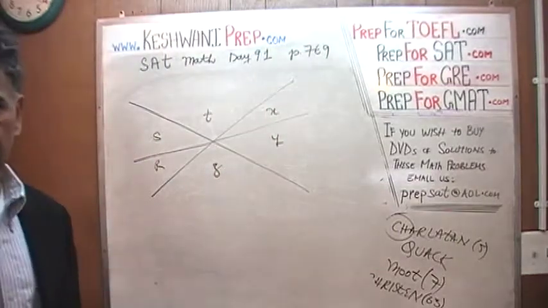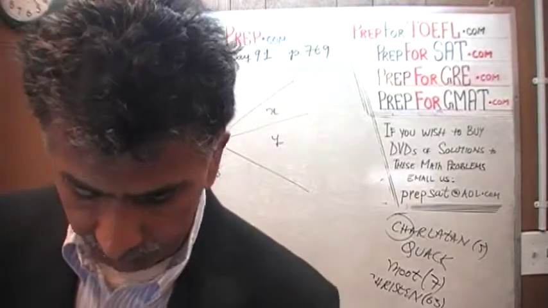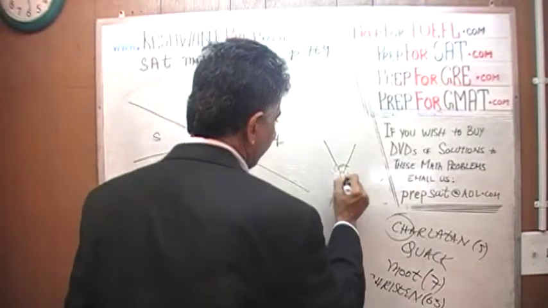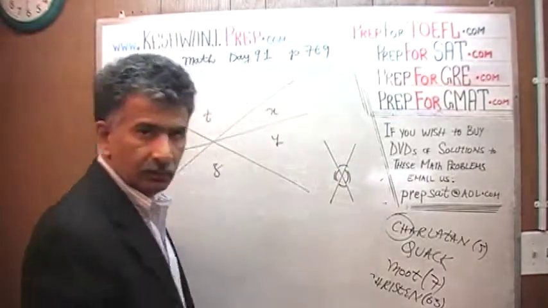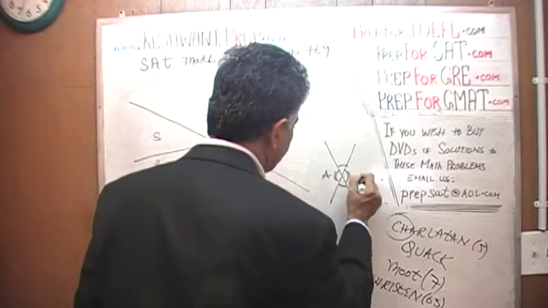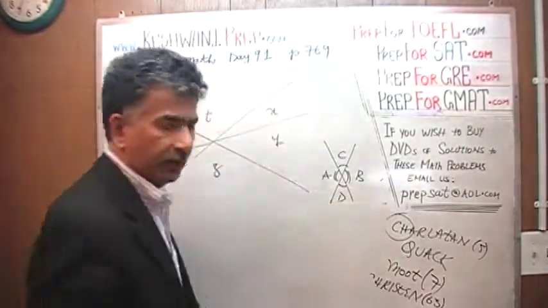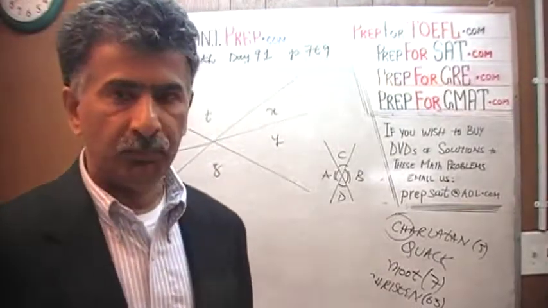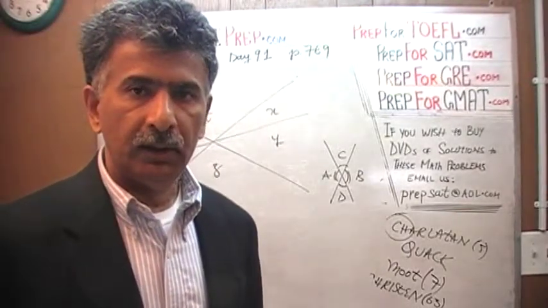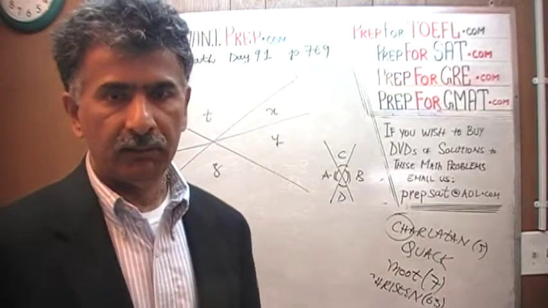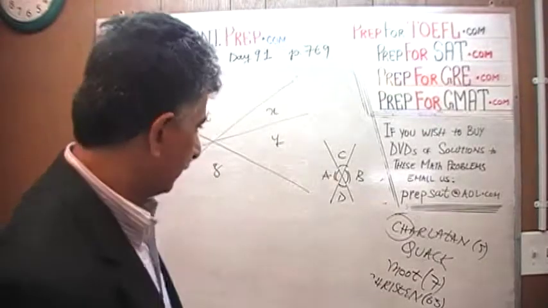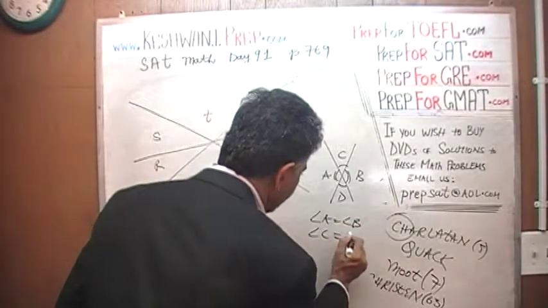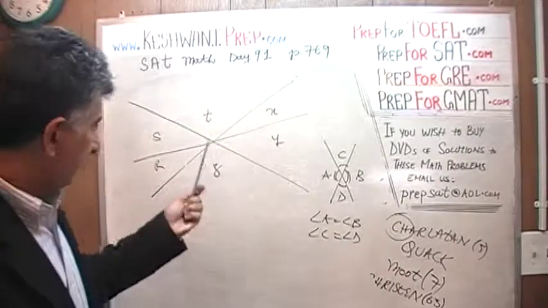What's the very first thing we notice? We know that opposite angles are equal. When two lines intersect, this angle equals this angle, and this angle equals this angle. Let's give them names: angle A equals angle B, and angle C equals angle D. They're referred to as opposite angles, or the more appropriate terminology, vertical angles, and vertical angles are always equal.